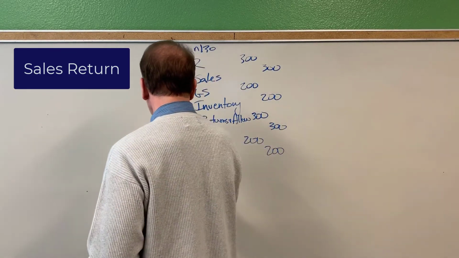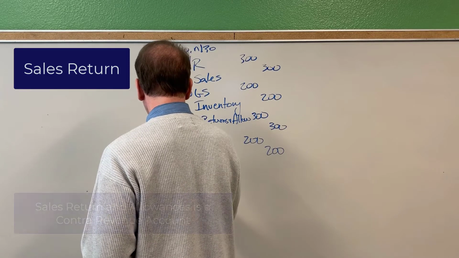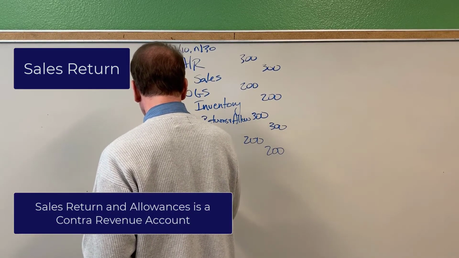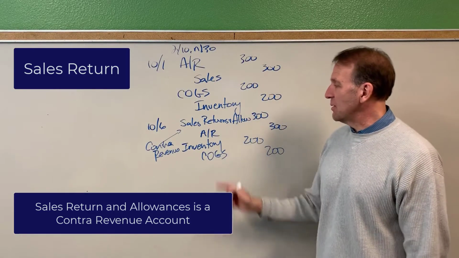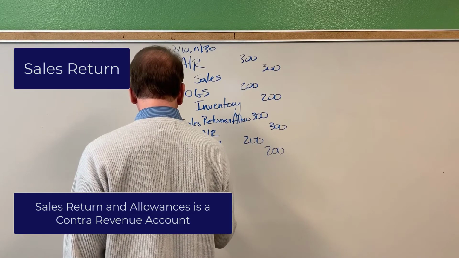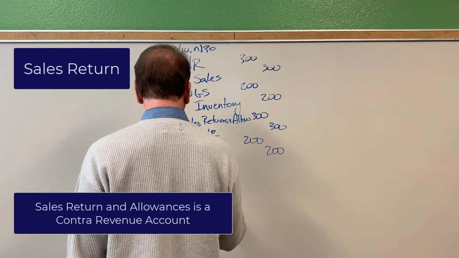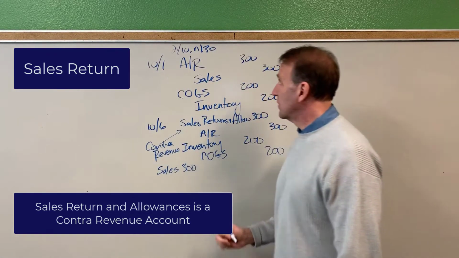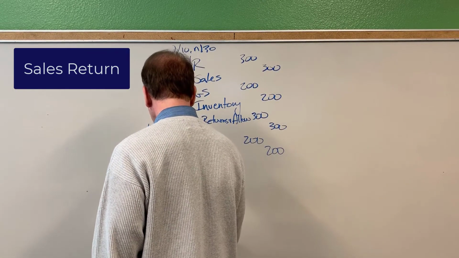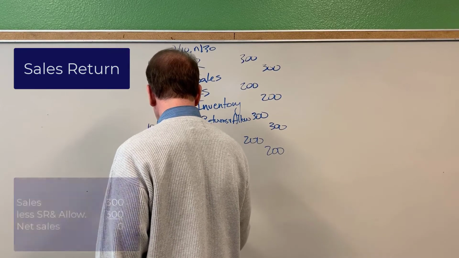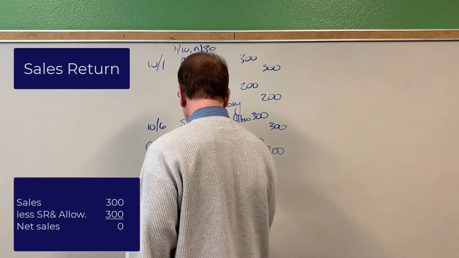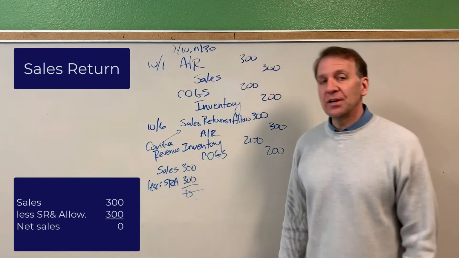This account is a contra revenue account. Sales returns and allowances is a contra revenue account. And so if we were to look at an income statement view that goes along with this, you'd have sales less sales returns and allowances. And in this case, the sales return and allowance was 300, so it zeroes out.